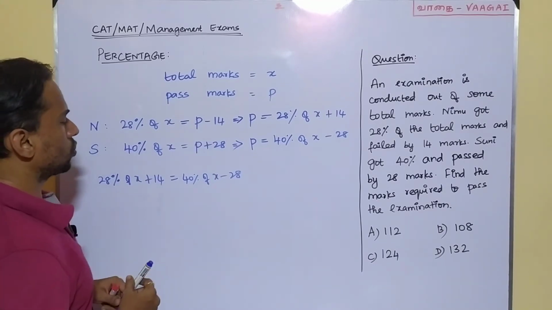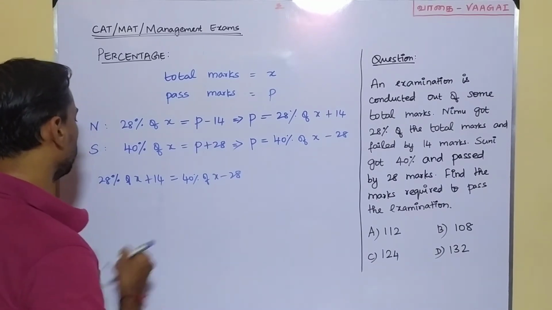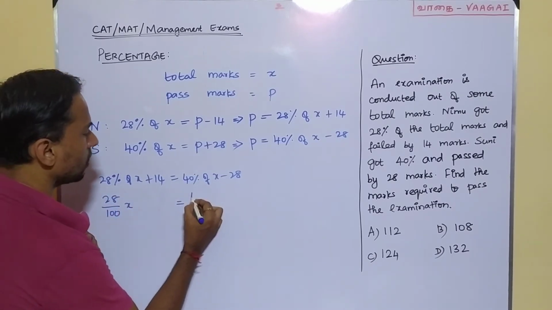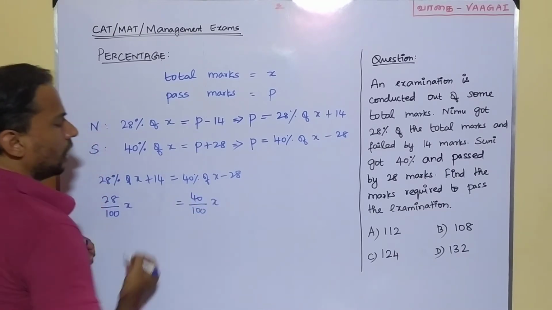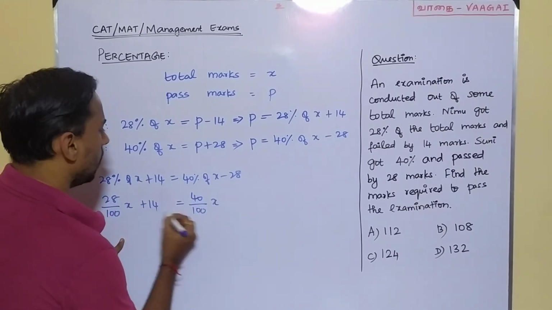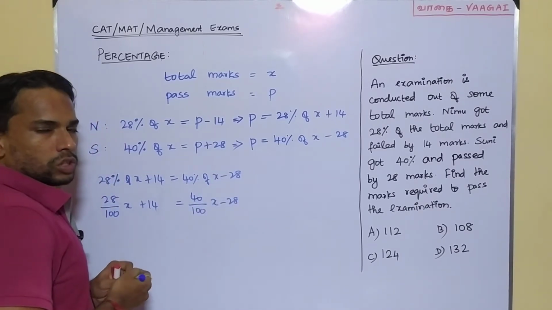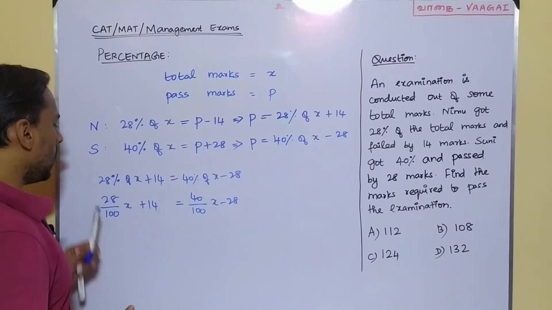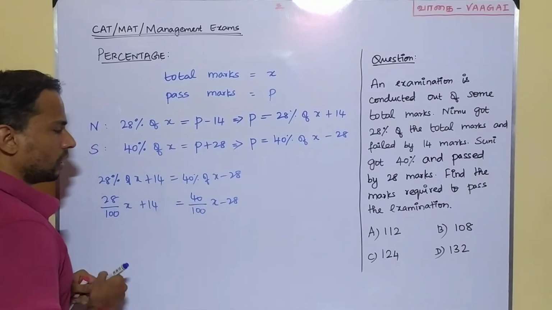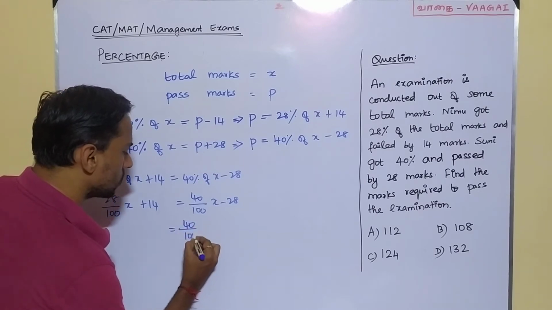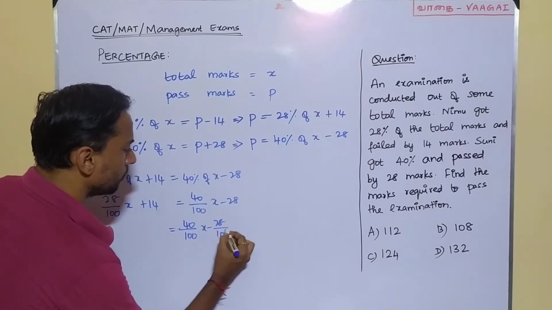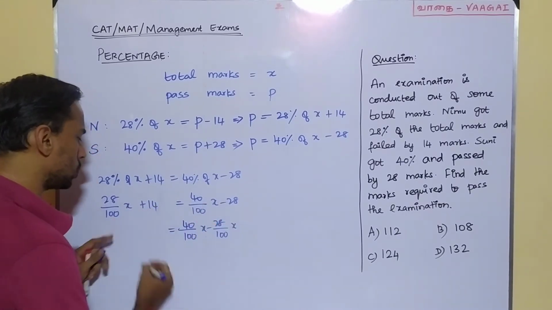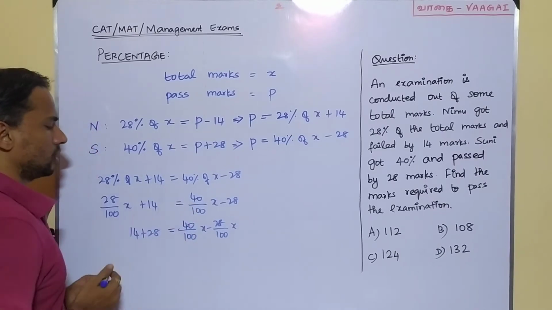Now if I try to solve for x, on this side I will be getting 28 by 100 x, and here 40 by 100 x, and here I will have this plus 14 and this minus 28. Now I will bring those x terms to one side and numbers to the other side, so I take the 28 by 100 x to the other side, giving 40 by 100 x minus 28 by 100 x, and this minus 28 will come to this side, giving 14 plus 28. Everything is done clearly.